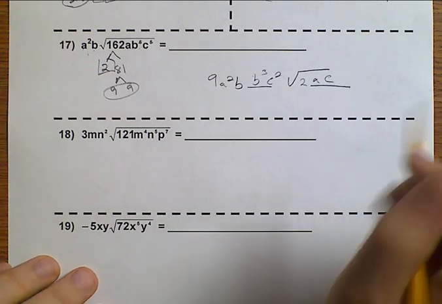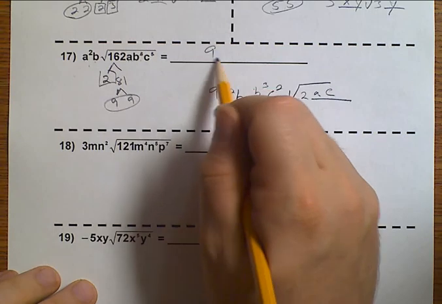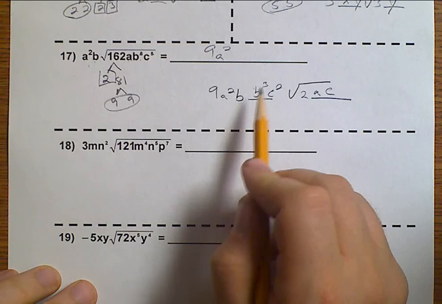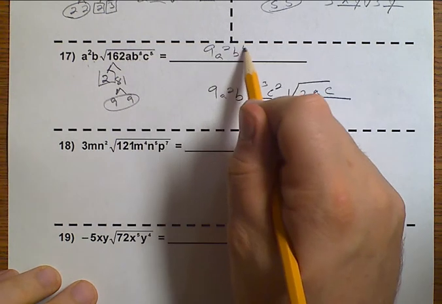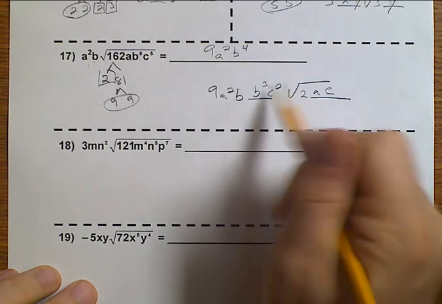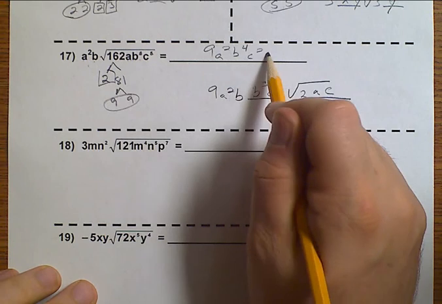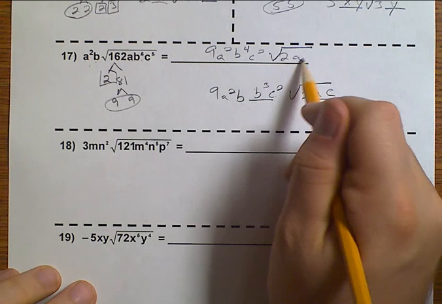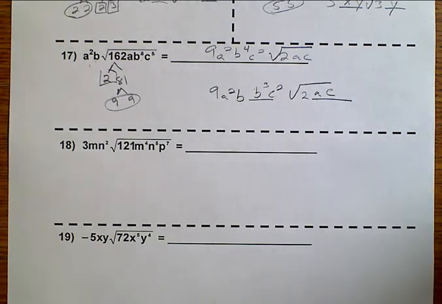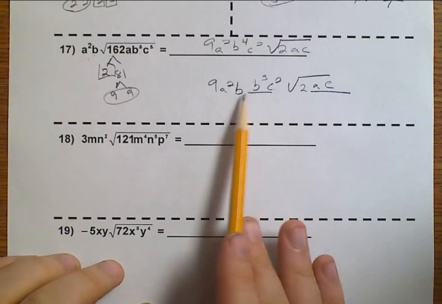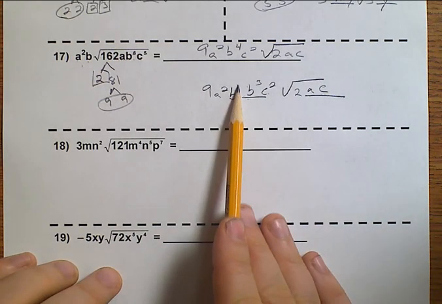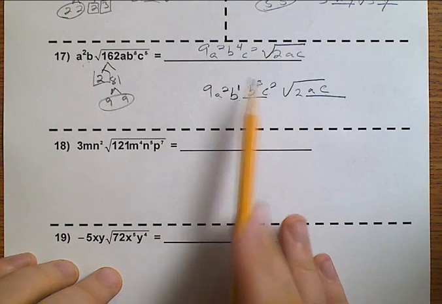And so we put these together, 9a squared. Then I've got b times b to the 3rd makes b to the 4th. C squared. And that's on the square root of 2ac. Notice that when I had these two b's, I multiplied them. I took my exponents, this invisible 1, plus 3, made the 4.